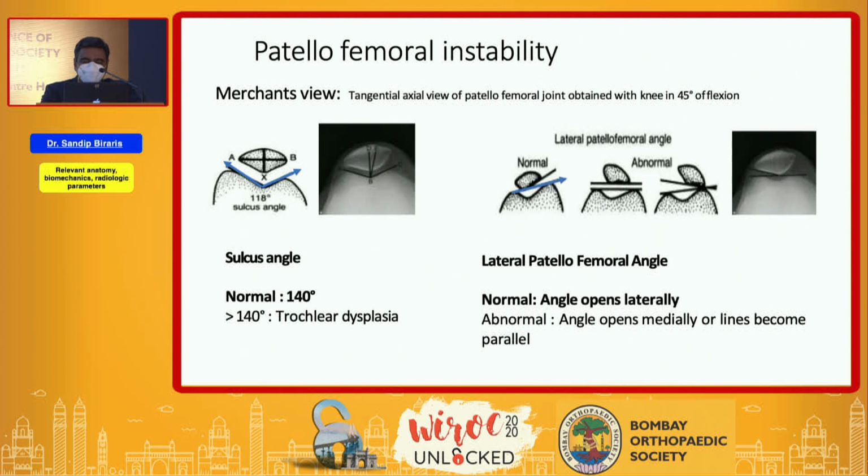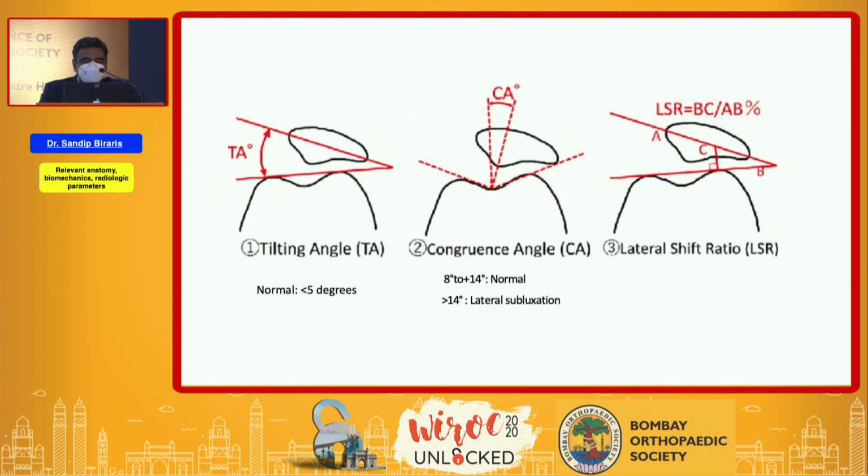Another important angle is the lateral patellofemoral angle, where a line connecting both the trochlea is taken and a line tangential to the lateral trochlear facet is drawn. The angle formed is called the lateral patellofemoral angle, and normally this angle should open laterally. If it does not, that means there is something abnormal happening with this morphology. Another angle is the tilting angle, where a similar line is drawn on the anterior part of the trochlea and another line through the axis of the patella, and normally it should be less than 55 degrees.